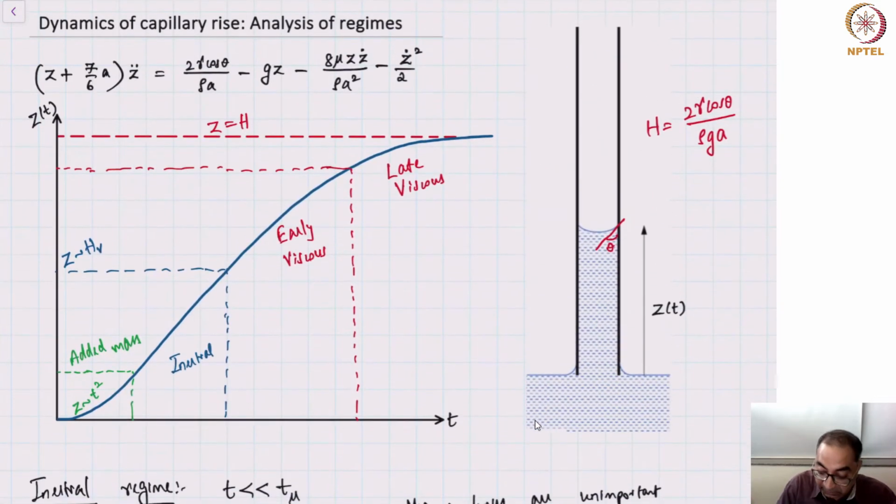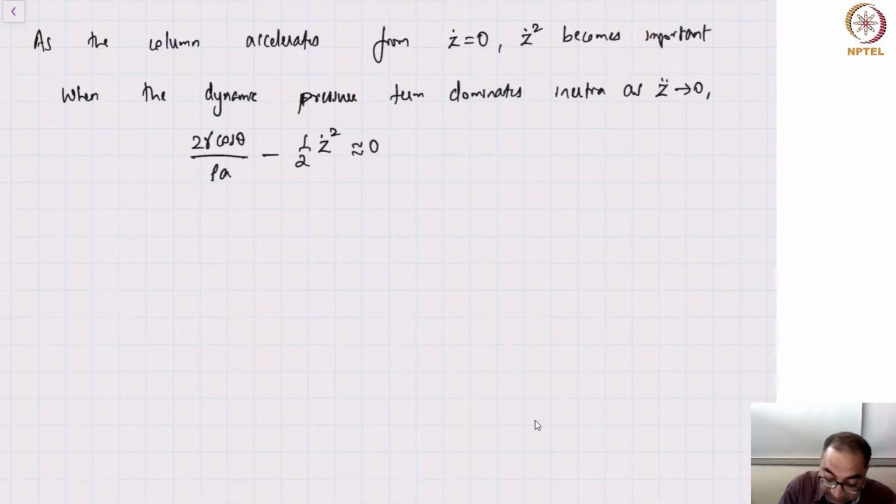So what have we done here? We're equating the surface tension term to the last term here, because the left hand side is practically very small. Okay. And when this happens, I can integrate this.